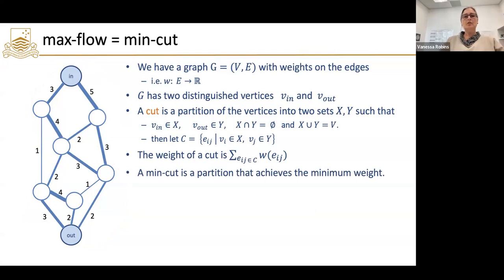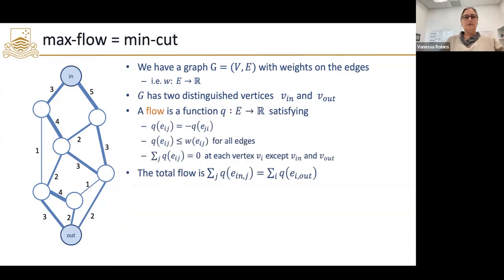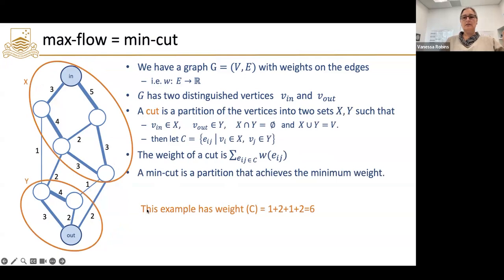So I can study all possible cuts for my graph and evaluate the weights, and then the minimum cut is a partition that achieves the minimum weight. So I can look here and I find a bunch of different weights. Oh, hang on. And it turns out that the minimum weight, I think, is 6. Okay. So this will be my minimum weight.